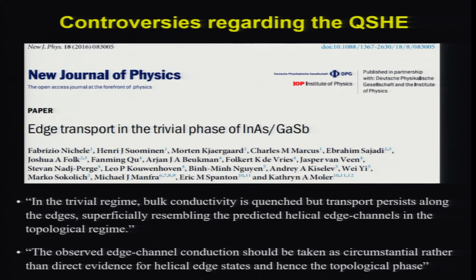They said that in the trivial regime, they can use 2 gates to tune the band structure of this quantum well to make it topological or trivial. They found that even in the trivial regime, bulk conductivity is quenched, but transport persists along the edges, superficially resembling the predicted helical edge channels in the topological regime. So they conclude that the observed edge channel conduction reported previously by the 2 other groups should be taken as circumstantial rather than direct evidence for helical edge states and hence the topological phase.